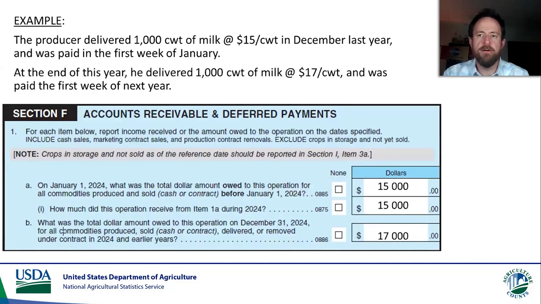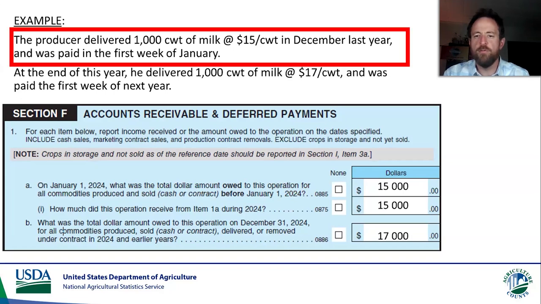Earlier, I described how a dairy marketing contract can have money owed to them. Remember, dairies typically deliver milk daily or every few days, but only get paid for it every few weeks. In this section, we account for those deferred payments at the beginning and end of the year for commodities delivered in the prior year. Here's how that should look.